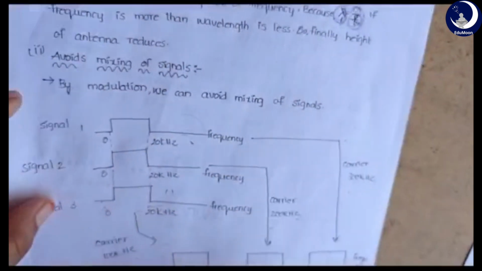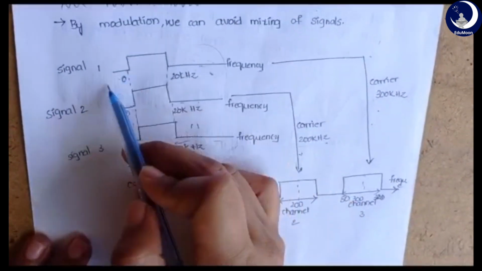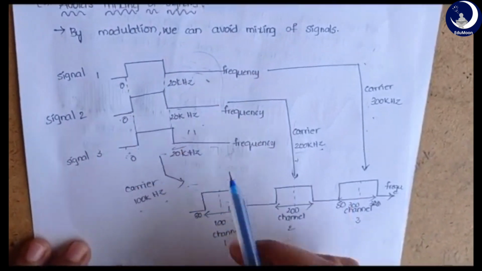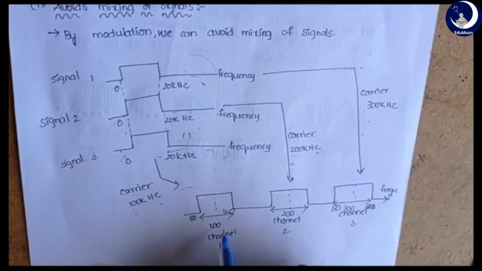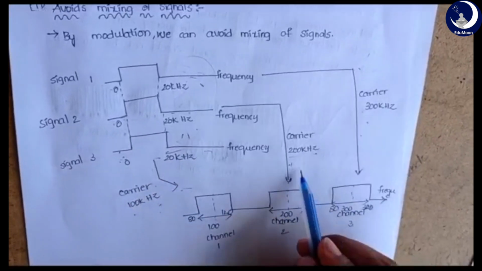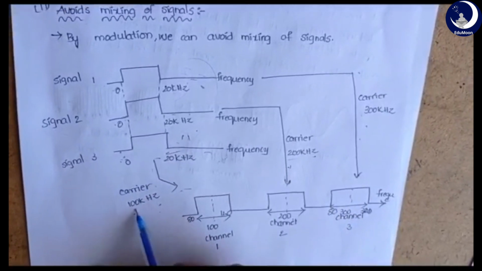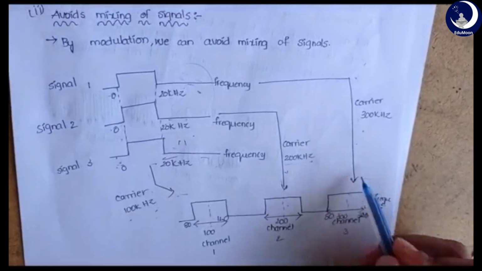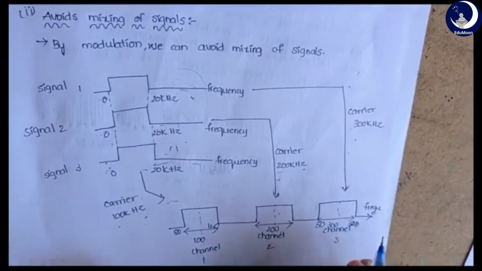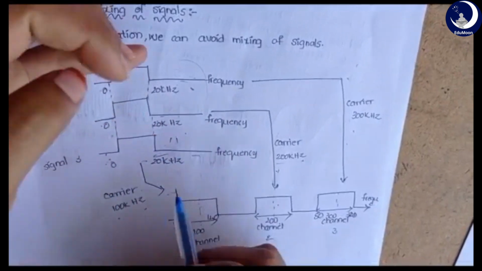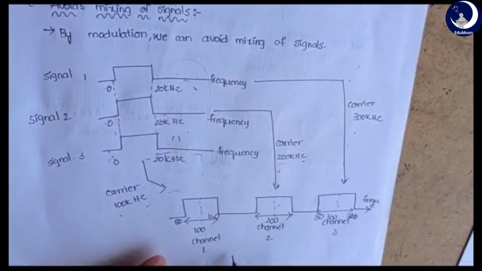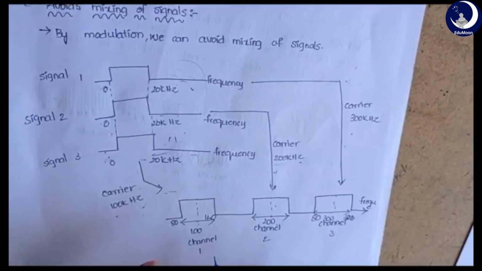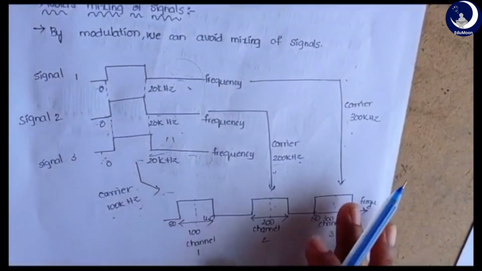So though our message signal has the same frequency, the final resultant modulated signals will have different frequencies, like one at 100 kilohertz, another at 200, and another at 300. See here, though the signals are the same, the final modulated waves are different. So through modulation we can avoid mixing of signals.